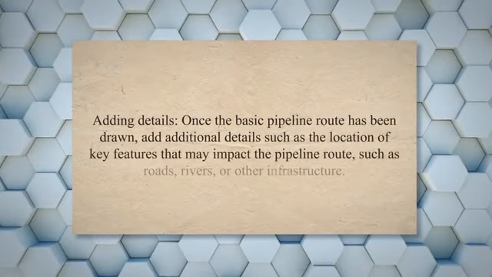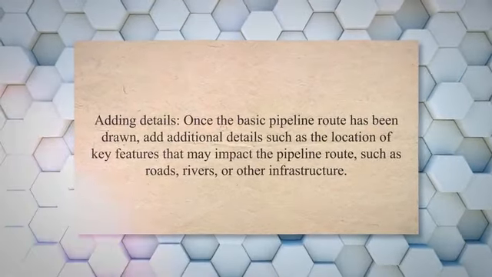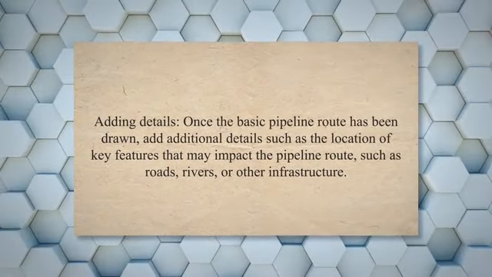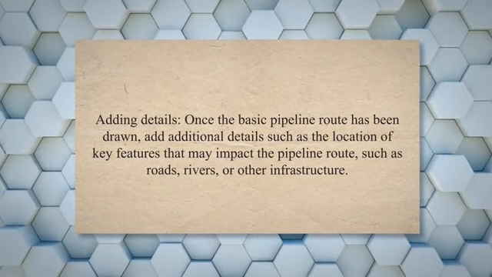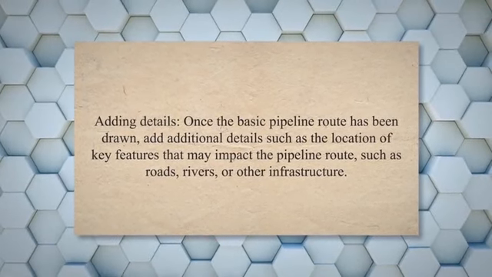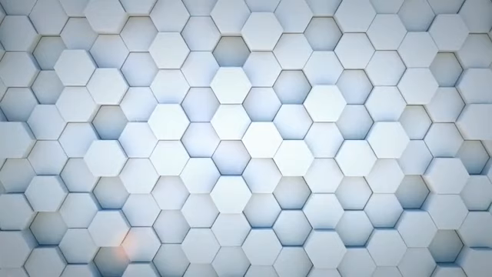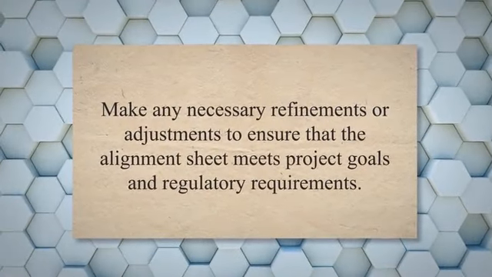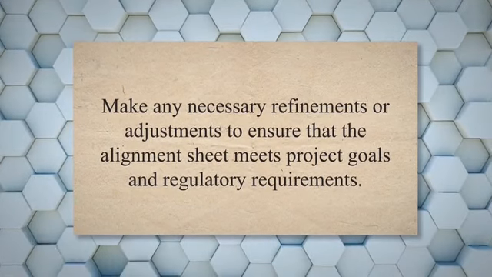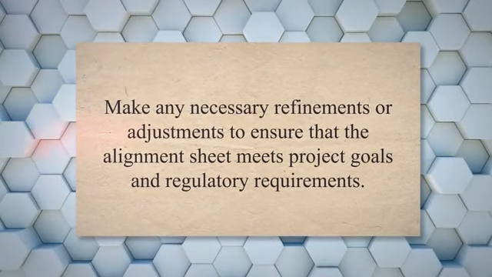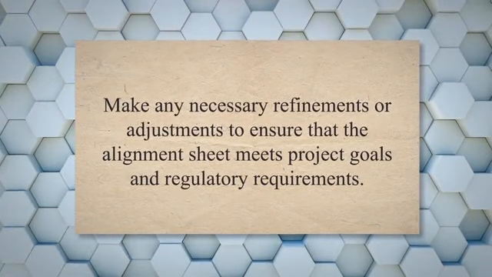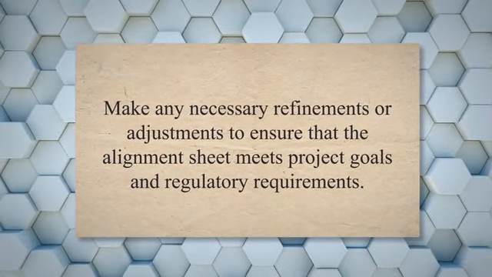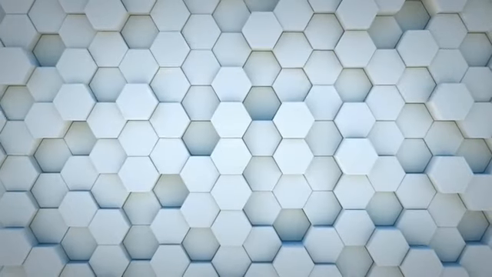Adding details. Once the basic pipeline route has been drawn, add additional details such as the location of key features that may impact the pipeline route, such as roads, rivers, or other infrastructure. Reviewing and refining. Review the alignment sheet to ensure that it accurately represents the pipeline route and any relevant details. Make any necessary refinements or adjustments to ensure that the alignment sheet meets project goals and regulatory requirements.